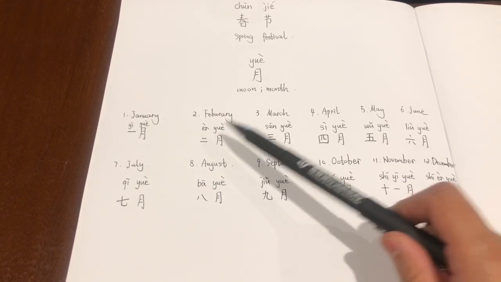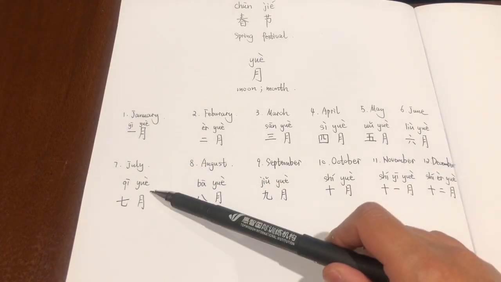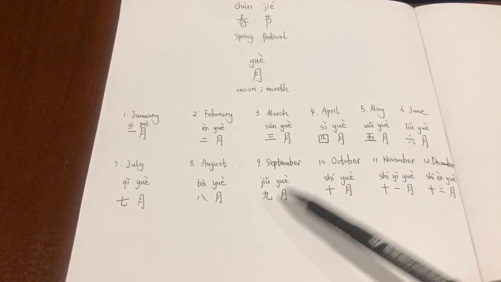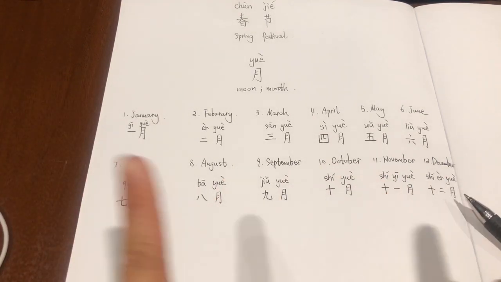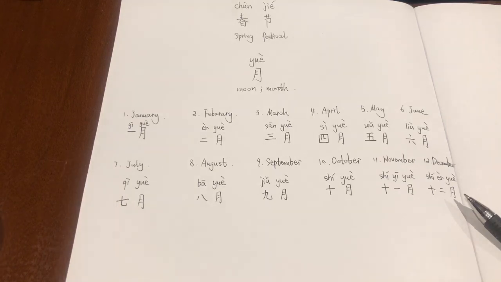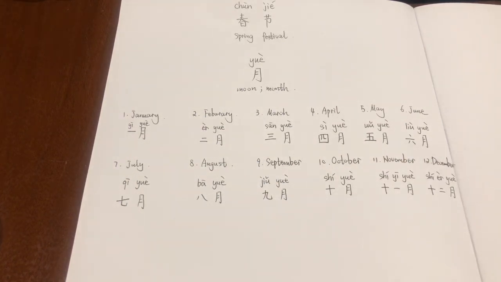1月 2月 3月 4月 5月 6月 7月 8月 9月 10月 11月 12月 没有13月 So 没有13月 actually means we don't have the 13th month, okay? Because there's only from January to December, which is 12 months in a year, okay? 没有13月 There is no 13th month, okay?